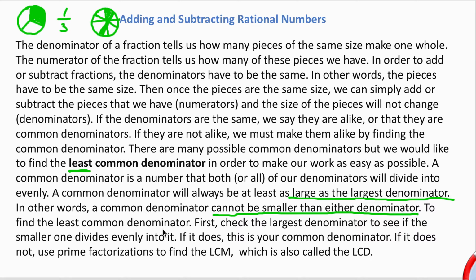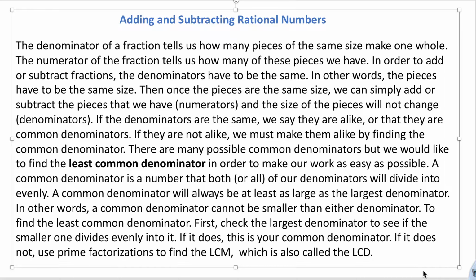To find the least common denominator, first, I would check the largest denominator to see if the smaller one divides evenly into it. If it does, that's your common denominator. So look at your biggest number first and see if that's it. If the other denominators do not divide into your biggest one evenly, then we're going to use our prime factorizations to find the least common multiple, which is the same thing as the least common denominator. Okay?